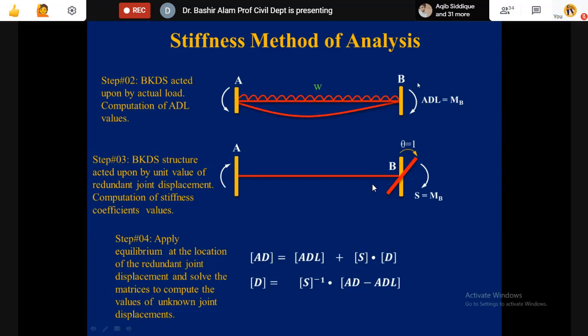Whatever value you get here, I remember it from my engineering education: WL squared divided by 12. That will be the fixed-end moment for this kind of situation. So MB corresponds to the unknown joint displacement, so that will give us our ADL value.